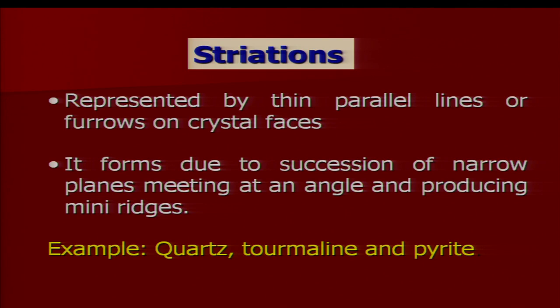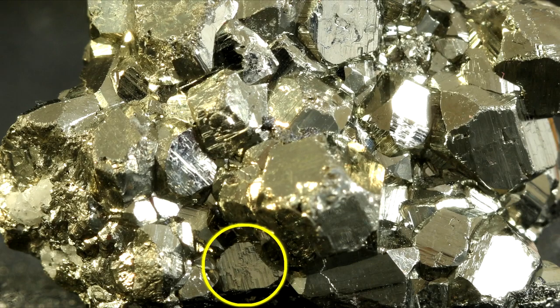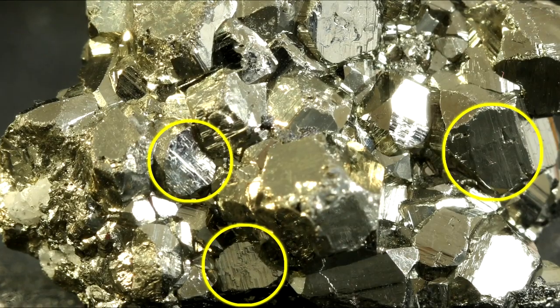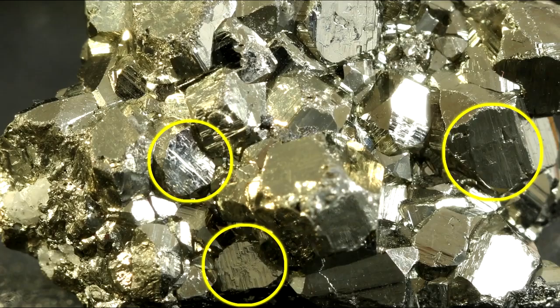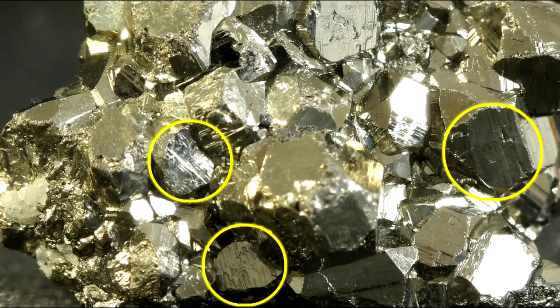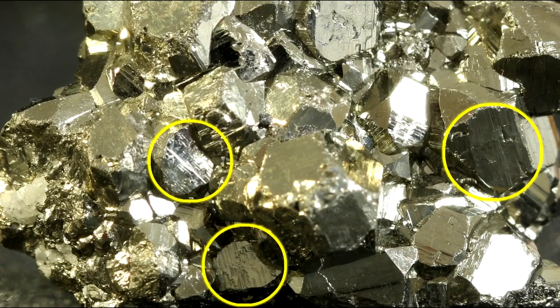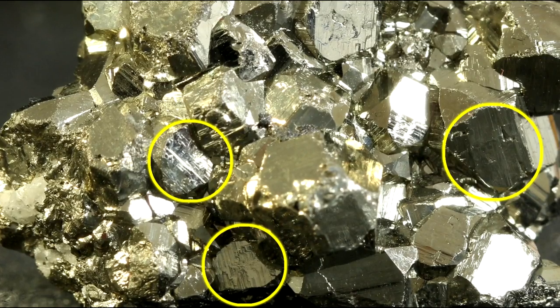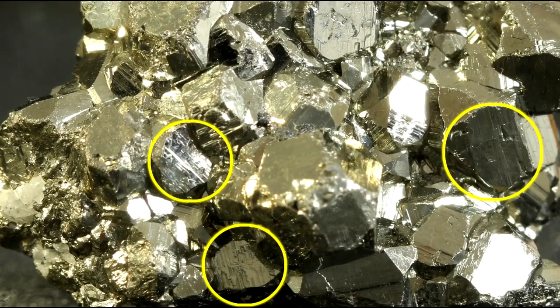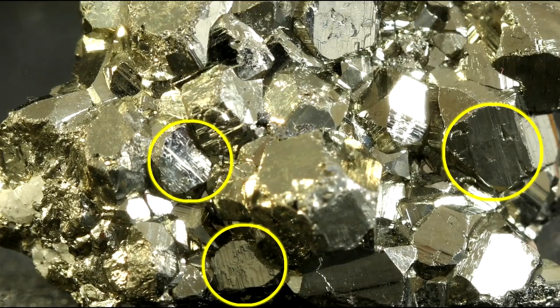On any crystal faces you may find that striations are developed, furrows or ridges or grooves, but these grooves and ridges are aligned together. They are not isolated, but they are aligned in one particular direction. Such types of structures are called striations. Striations are very well developed in minerals like quartz, tourmaline and pyrite.